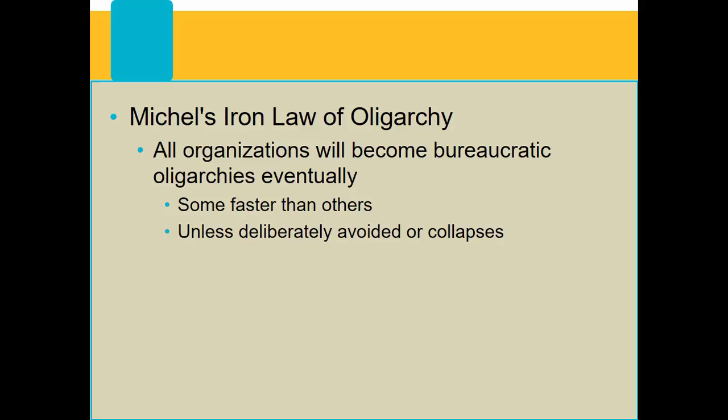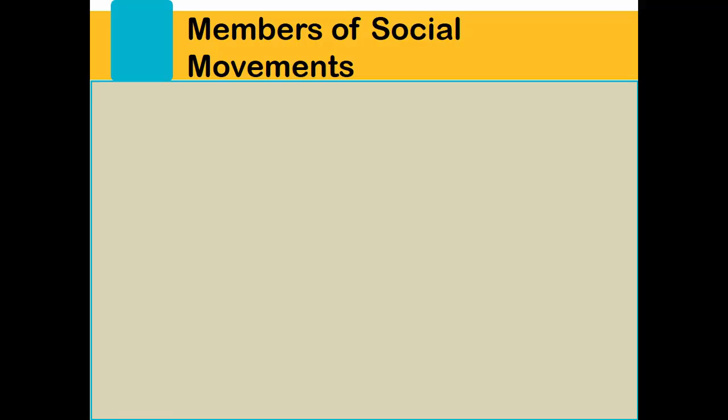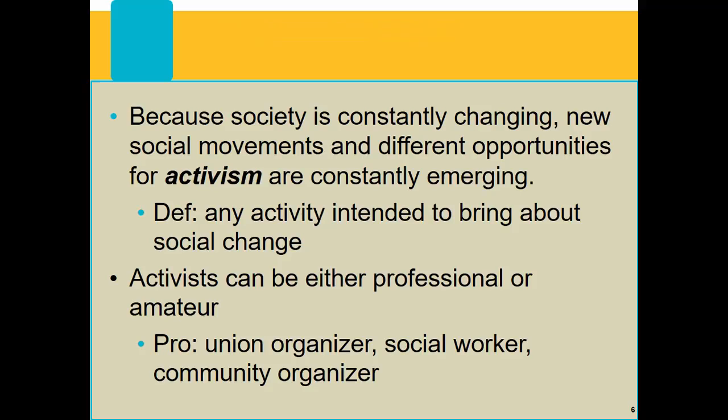So an anarchist collective is less likely to do this, but a state organization, the Department of Agriculture, for example, would do it pretty quickly, maybe almost immediately. Or it collapses. So if the organization doesn't last long enough to become a bureaucratic oligarchy, then it will dissolve. So let's talk about the members of social movements themselves and a little bit more about individual social movements.